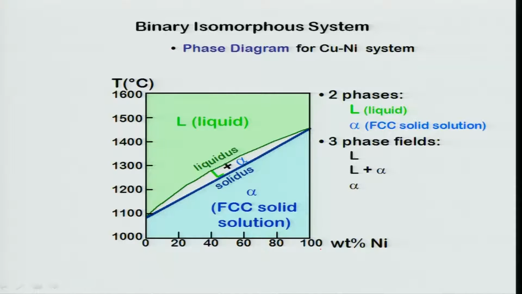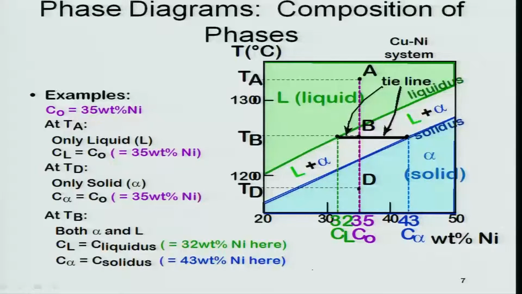As you can see here, L stands for liquid, alpha stands for solid, and in between you have a separate region known as alpha plus L, or L plus alpha, whatever it is. The top curve is known as the liquidus, the bottom one is known as the solidus. So there are two phases, liquid and solid, which are simple solid solutions, and there are three phase fields here. One is liquid, the other one is alpha, and the third one is liquid plus alpha. Now in this class, what I am going to discuss with you is how to discuss the solidification of alloys in these systems.